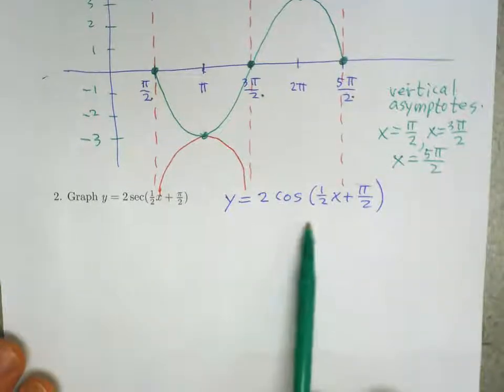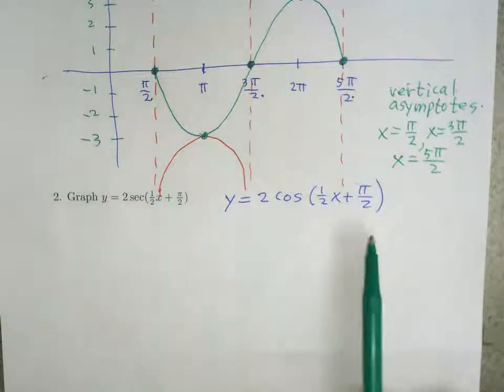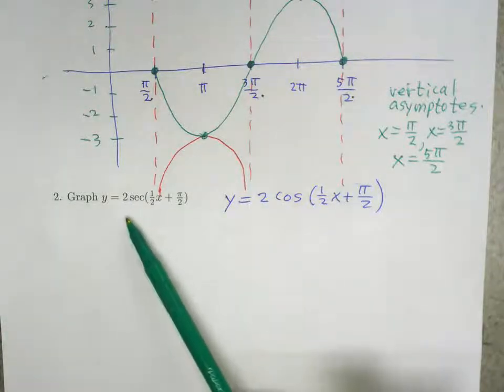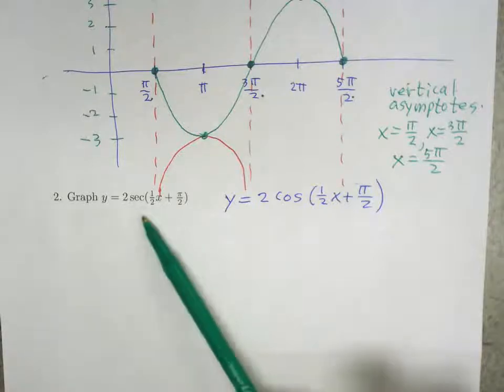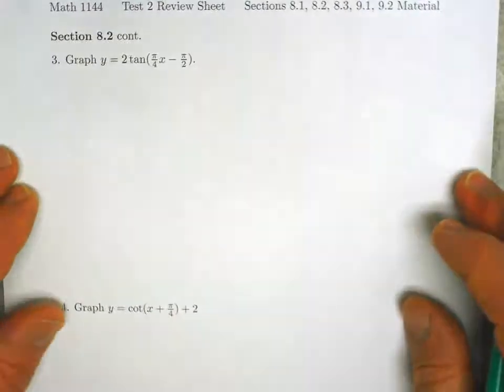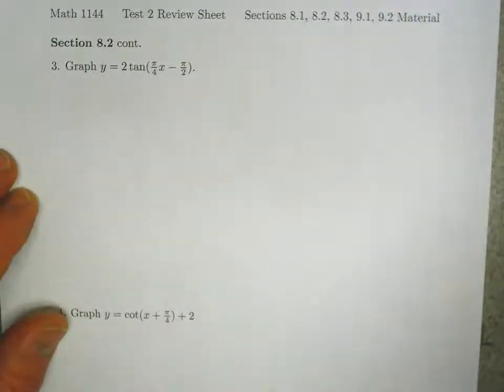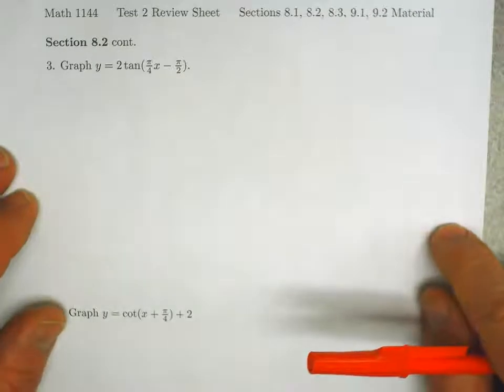Okay, so first graph, y equals 2 cosine of 1/2 x plus pi over 2. And then you could sketch the graph of the reciprocal function as a guide. Okay, so let's graph a tangent function. Y equals 2 times tangent of pi over 4x minus pi over 2.